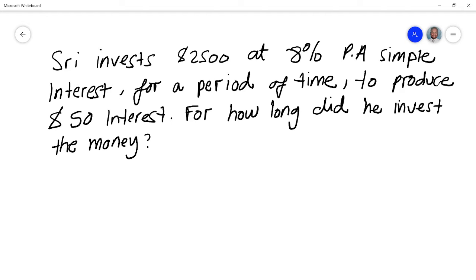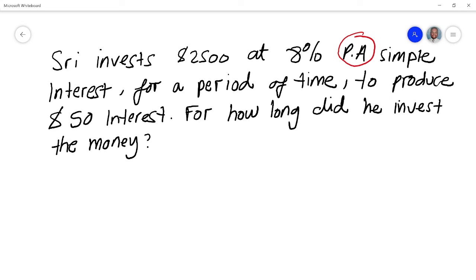Hi guys, in this episode of the Shri series, we're going to continue from our previous topic on simple interest, but in this case, we're going to be looking at trying to work out other parameters, like for example, how to work out time as stated in this question. All right, so I'm going to read this question out. Shri invests $2,500 at 8% PA, which means per annum, simple interest for a period of time to produce $50 interest. For how long did he invest the money?